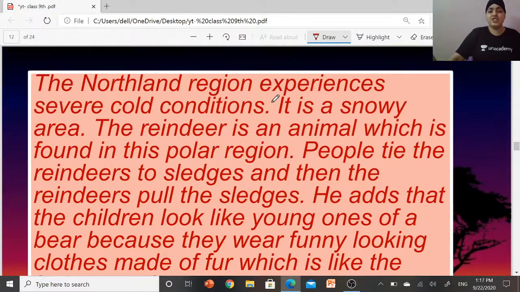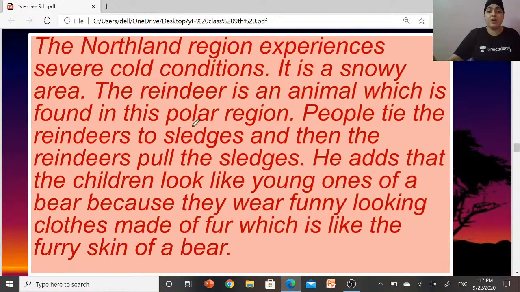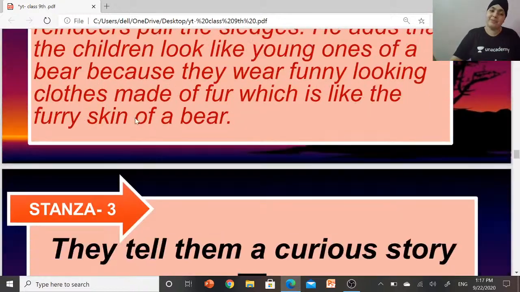So the Northland region experiences severe cold. So that you know that it's severe cold. बहुत ज़्यादा ठंड होती है. It is a snowy area. The reindeer is the animal which is found in the polar region, and the people tie the reindeer to the sledges, and the reindeer pulls these sledges. He adds that the children look like young ones of a bear because they wear funny looking clothes made of fur, which is like the furry skin of a bear. Okay, is it clear? If yes, then type yes.